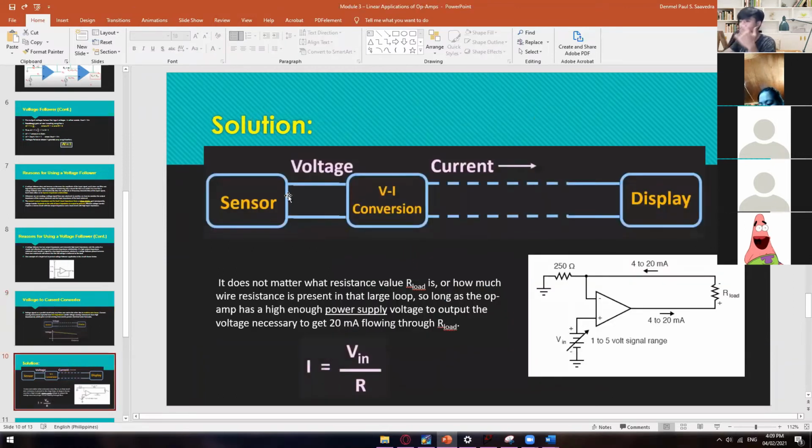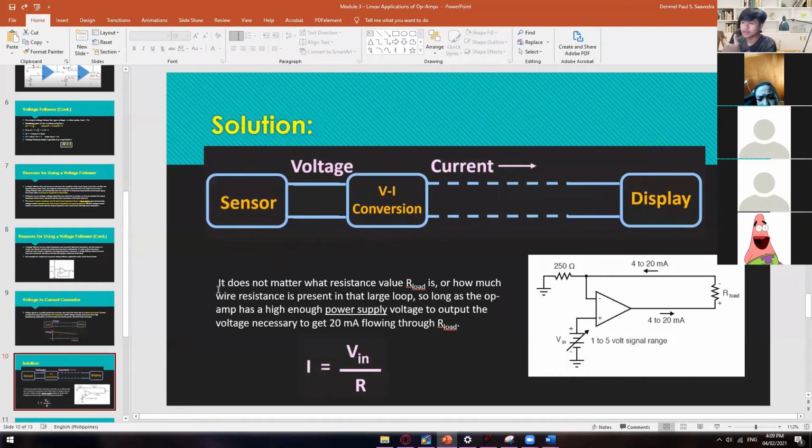So here's the solution. We have to convert this voltage into a current source. That is why we have this V to I conversion, wherein we have this circuit. Let's say this one is a TV or a display or any device. To avoid voltage drop or voltage loss, we have to convert this voltage into a current.